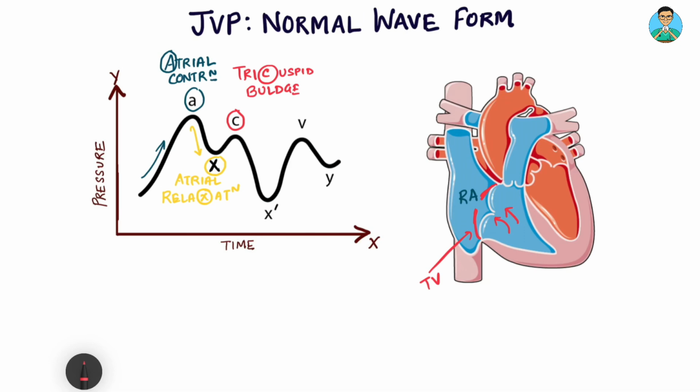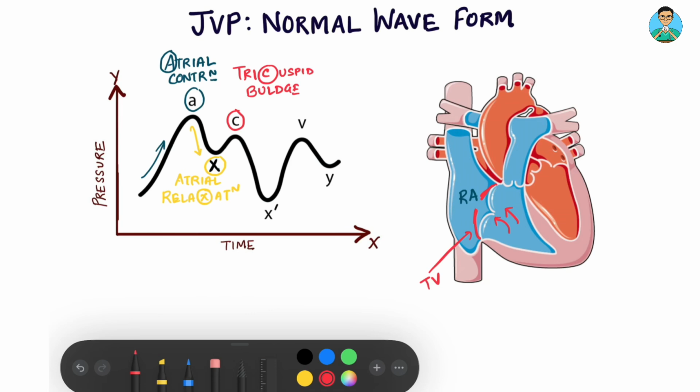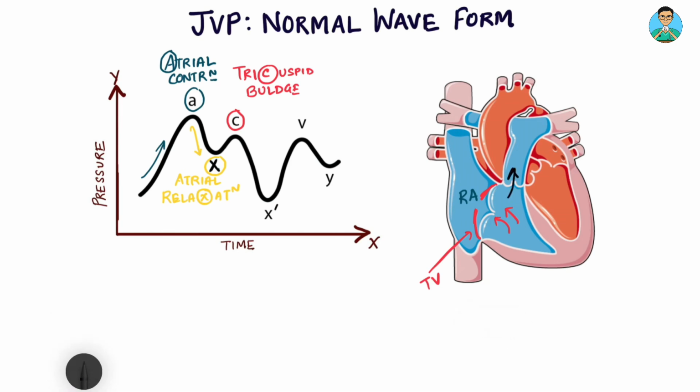Now, as the ventricular contraction proceeds further, what happens? There is opening of the semilunar valves, and as the semilunar valves open, the pressure within the right ventricle starts to decrease, and the bulging of the tricuspid valve gets reversed. As the bulging gets reversed, the pressure within the right atrium again falls. This step is demarcated by an X prime, and this represents downward movement or reversion of the tricuspid valve during ventricular contraction.